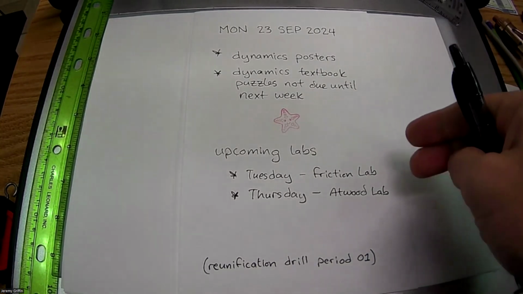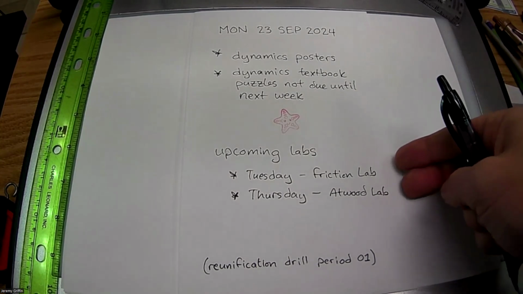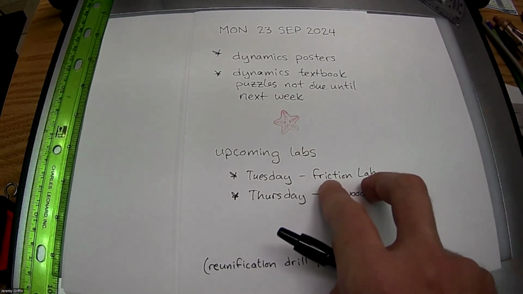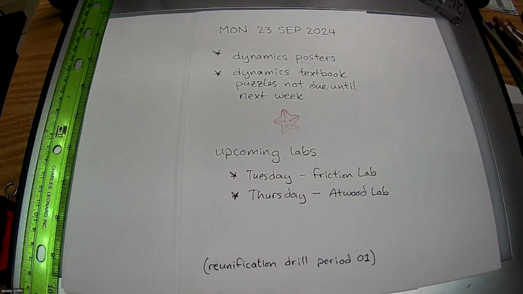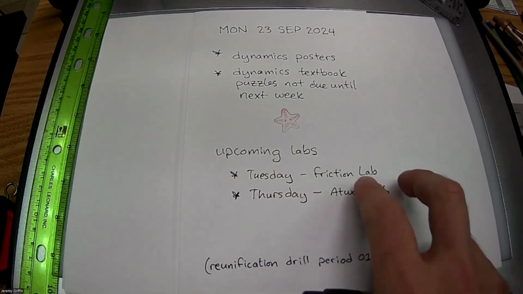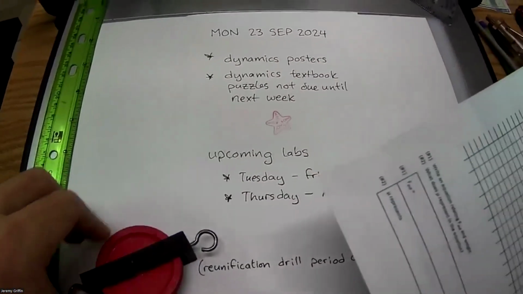Also, I want to fit in a couple of labs this week if I can. It's going to be an action-packed week. So tomorrow, I'll have you do a friction lab, which is going to be in two halves, part one, part two. And then Thursday, if I pace things out right, have you do an Atwood lab. It's going to involve these pulleys and some string, possibly.